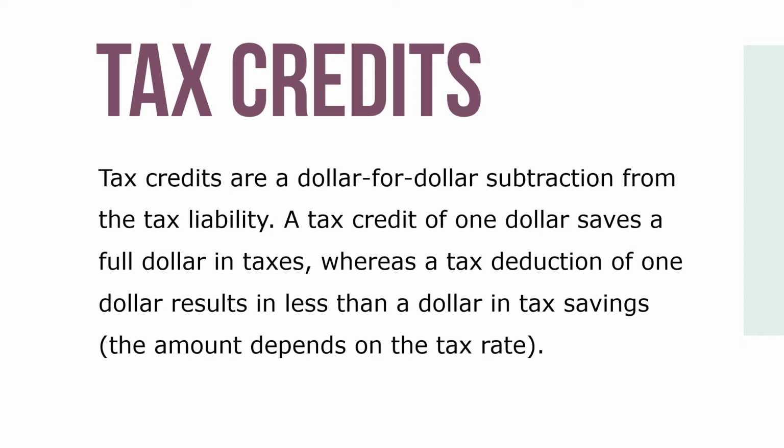Tax credits are dollar-for-dollar subtractions from tax liability. A tax credit of $1 saves a full dollar in taxes, whereas a tax deduction of $1 results in less than $1 of savings. The amount depends on the tax rate. Some examples are credits for child and dependent care expenses, credits for elderly or disabled, and foreign tax credits.